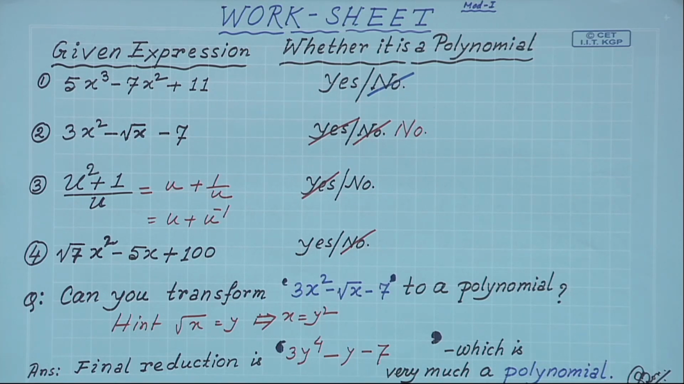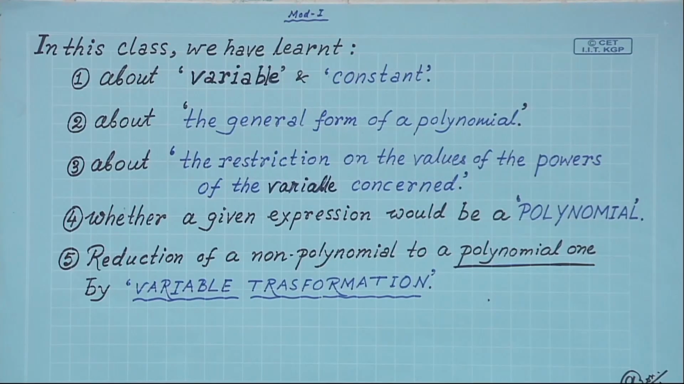For the third expression, we have u plus 1 by u. If we put 1 by u as x, then the first term u will be transformed to 1 by x. Then we cannot reduce it to a polynomial one. Therefore, we can do it for some expressions, but we can't do it for other expressions. Therefore, the final reduction is 3y to the power 4 minus y minus 7, which is a polynomial, and this very transformation is known as variable transformation.